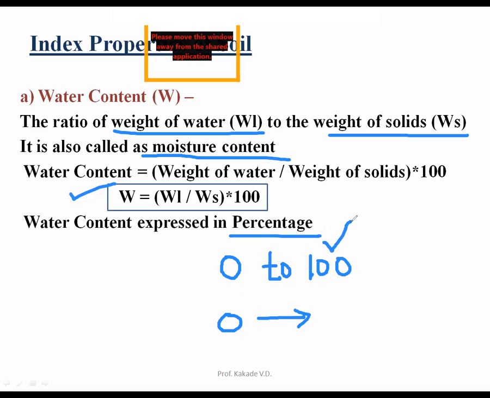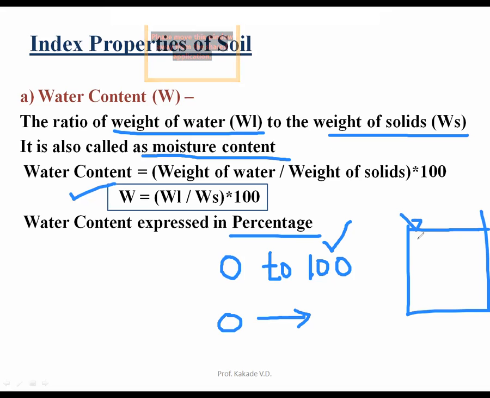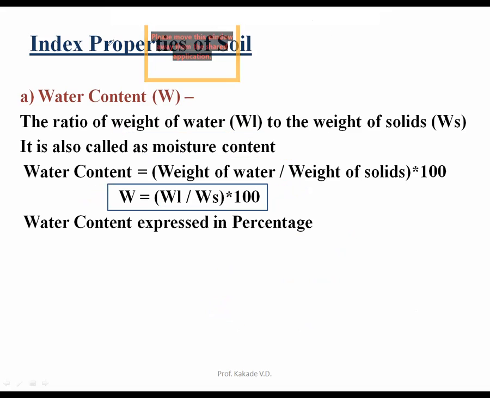But if the soil is a saturated and submerged soil, in that condition the weight of water might be more than the total. If the whole soil mass is under the water, the weight of the water might be greater than the weight of solids, so the percentage will go above 100%. So we could say that the limit of the water content is any value greater than 0. I hope you understand this concept, that water content is an important point we require.